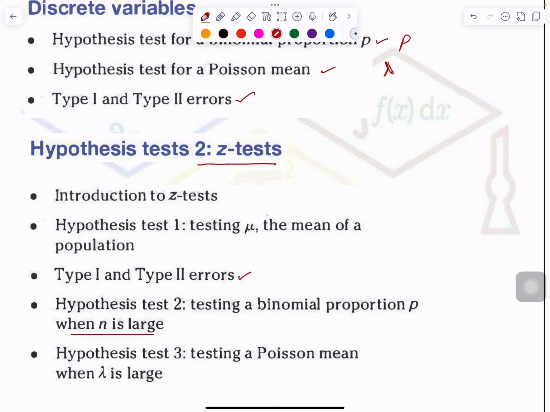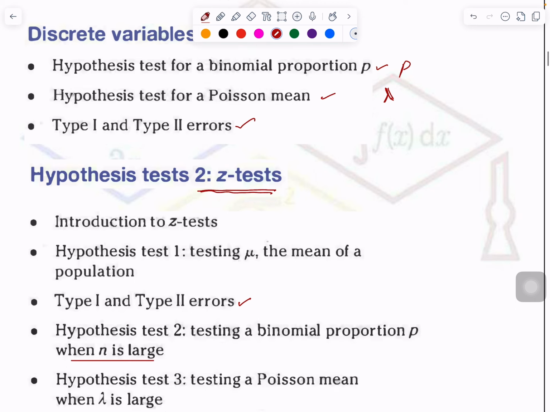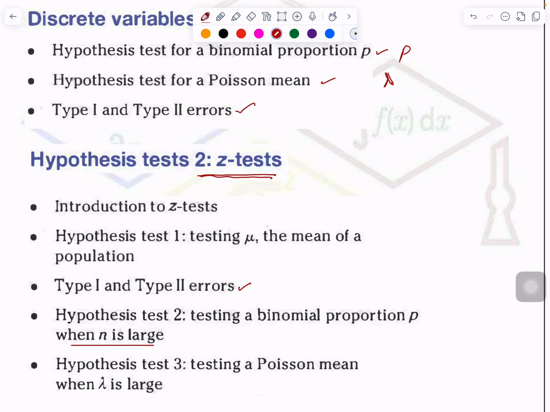And also on the Poisson mean, so you have done S2 recently in the Poisson chapter, when you use normal approximation to find out the probabilities of Poisson, so what do you do in that case? Those types of cases you will handle by using z-test. So that's why this is called discrete variables and z-test hypothesis testing. So this is basically the overall review of the topic. These are the things we will cover in it.